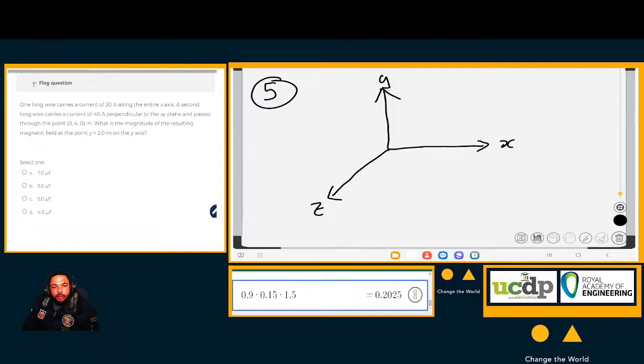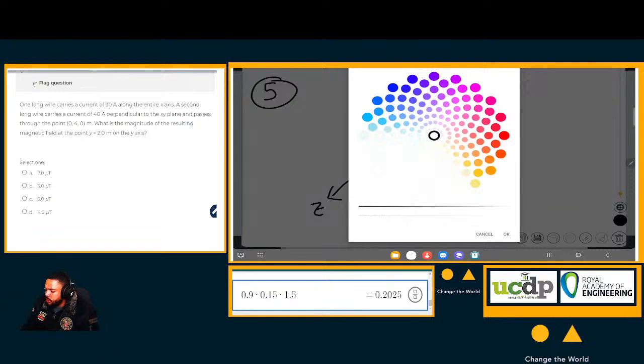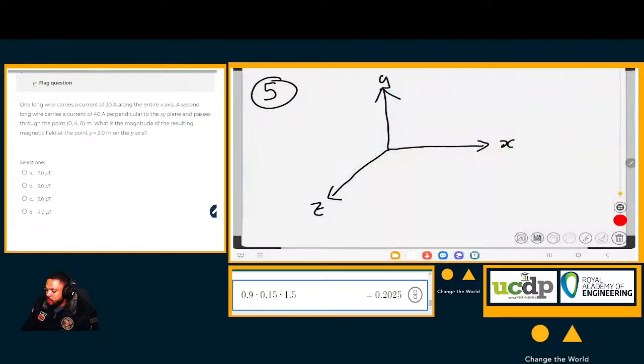So there I have the set of x's. Okay, I'm dealing with this set of x's, and they told us one long wire carries a current of 30 amperes along the entire x-axis. So 30 amperes along the entirety of the x-axis. That will be parallel to the x-axis, 30 amperes along the x-axis.